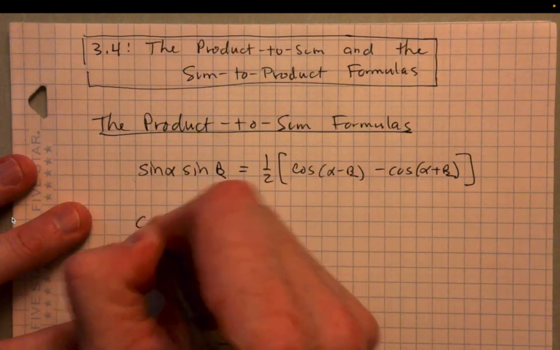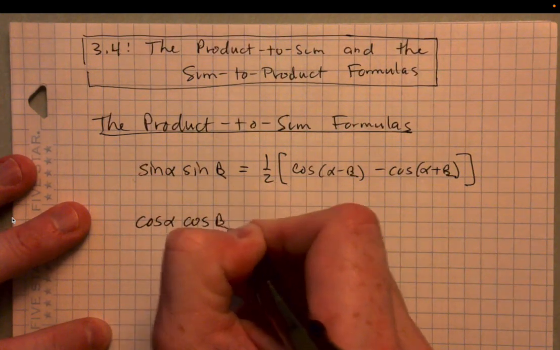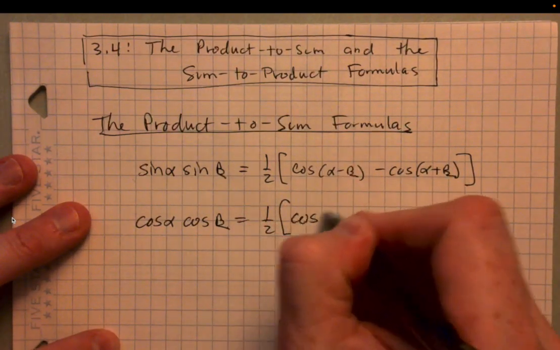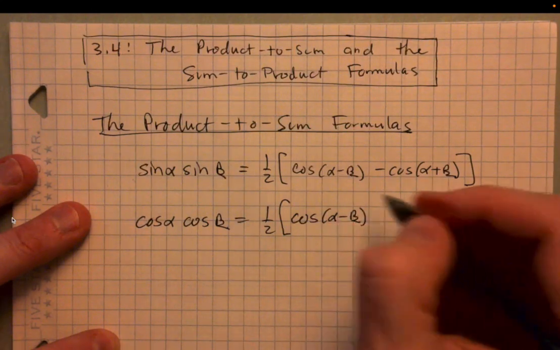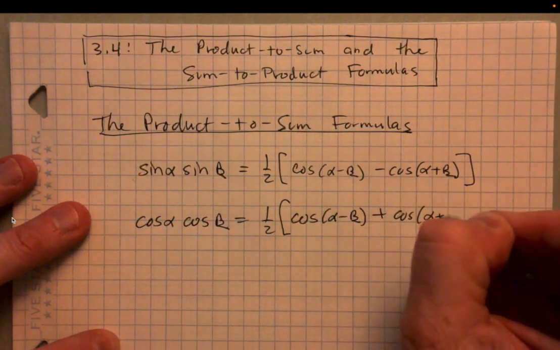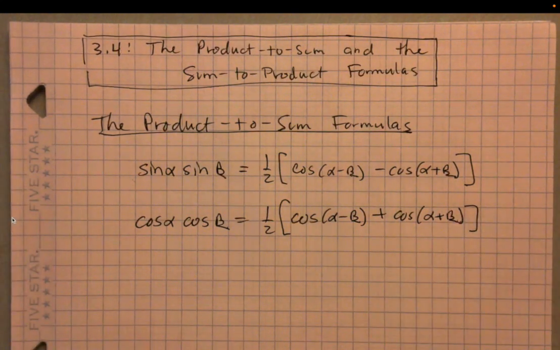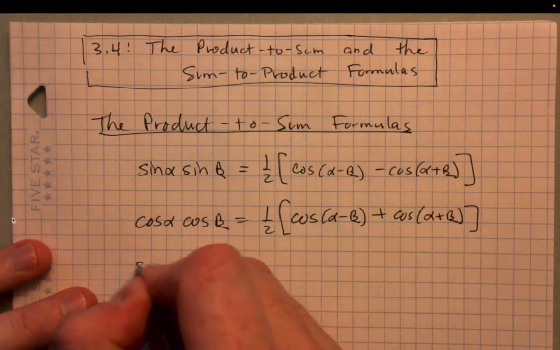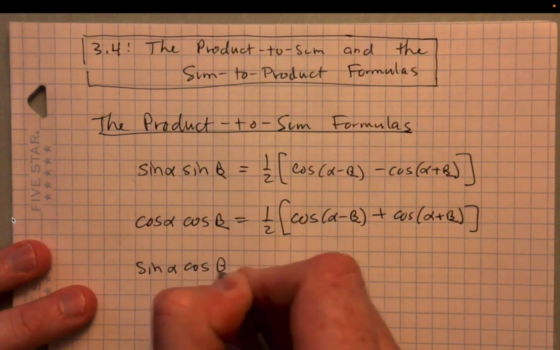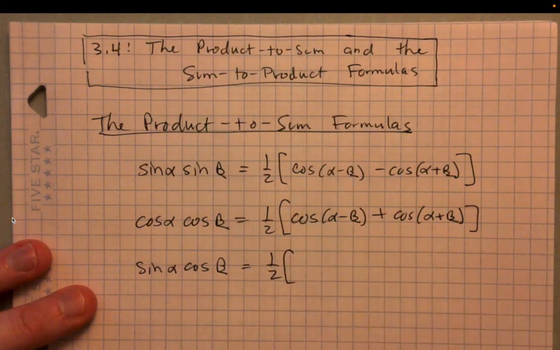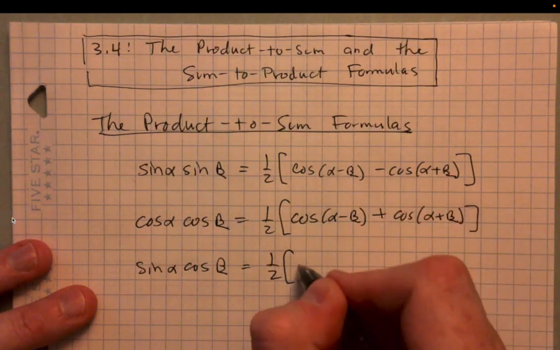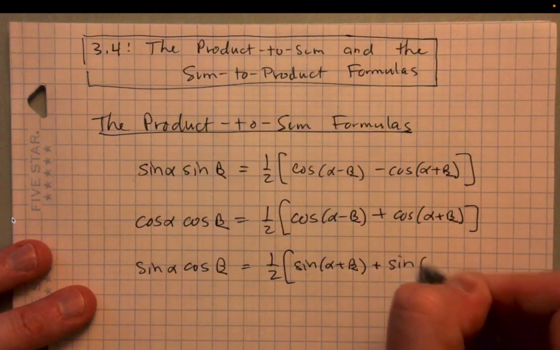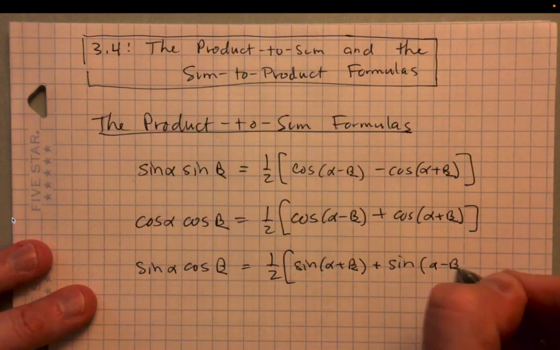What about cosine times cosine? Well, it's going to have a real similar form. It's 1/2 times cos alpha minus beta, and then plus cos alpha plus beta. That's cosine times cosine. What about sine times cosine? What about sine alpha times cosine of beta? Well, it's 1/2, and then it's sine of alpha plus beta plus sine of alpha minus beta.